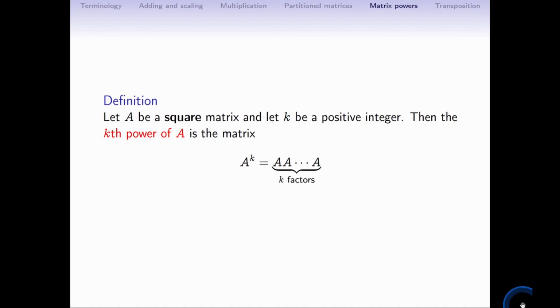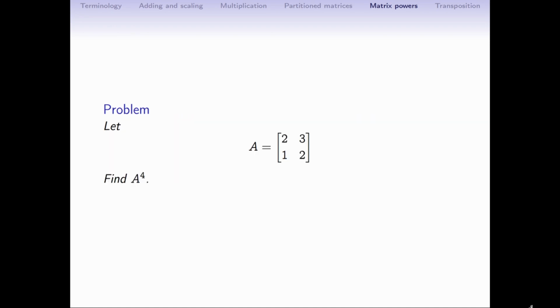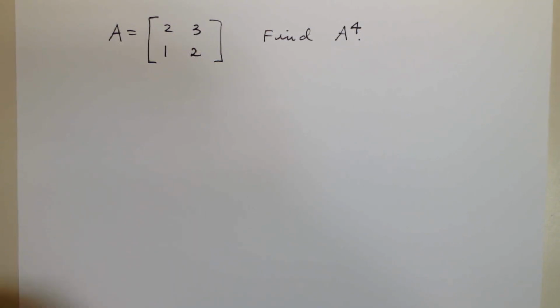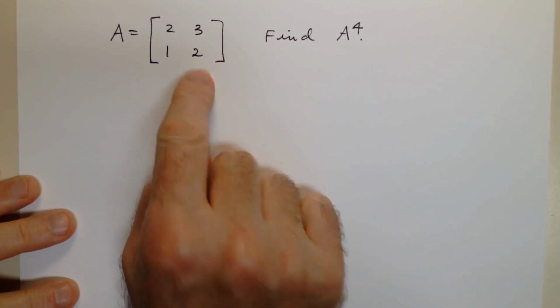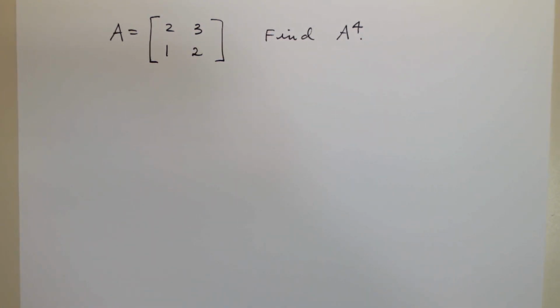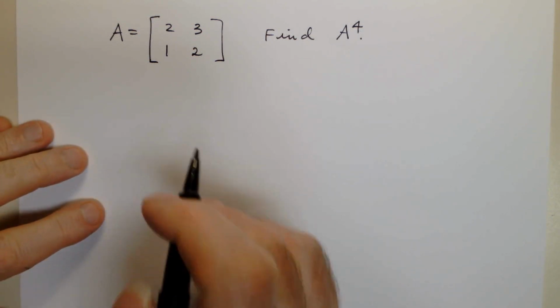Let's work a problem together. Let's let A be the matrix that we see before us here, and let's find the fourth power of A. So join me at the document camera to work out the fourth power of this matrix A. All right, welcome back to the document camera. We've got our matrix A, and we want to find the fourth power of A. Let me suggest the following method.